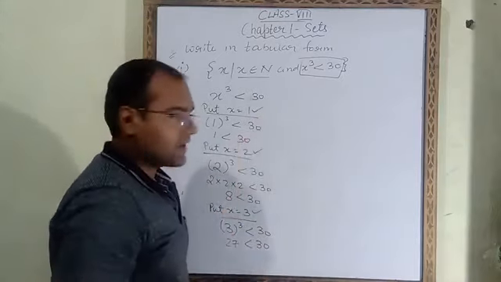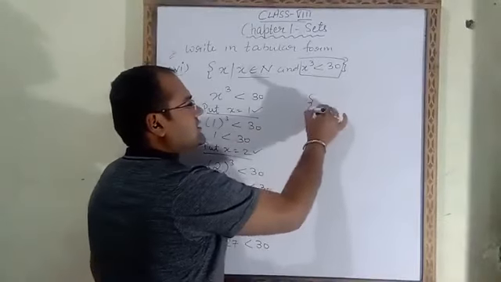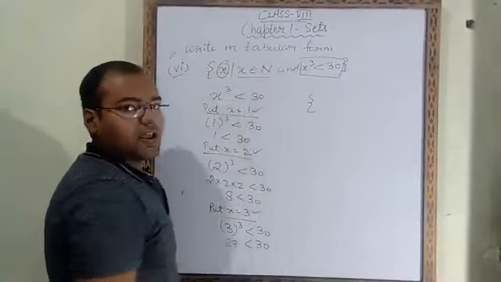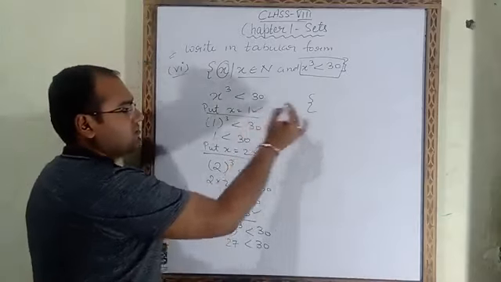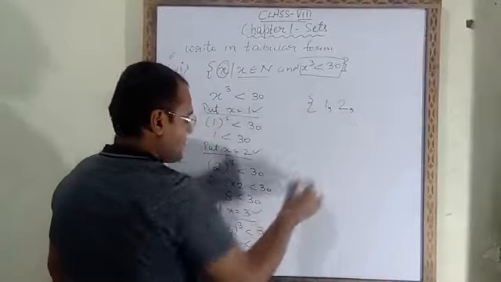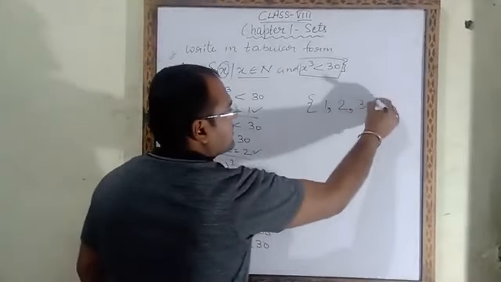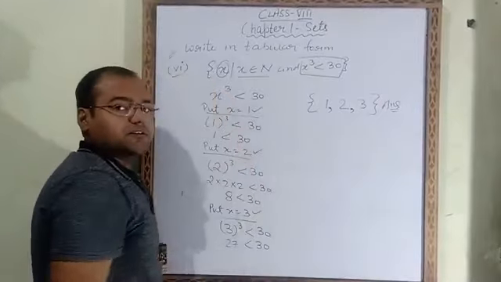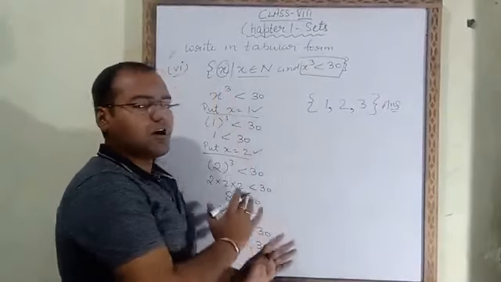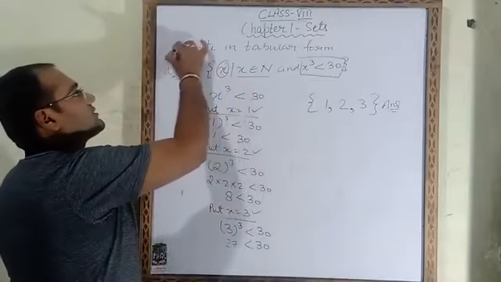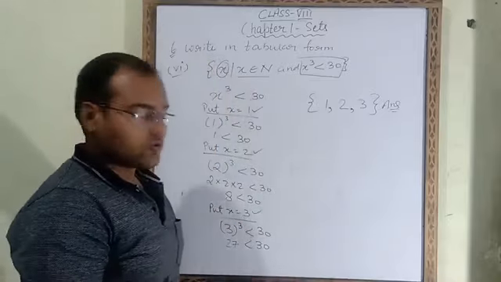Now we have to write the answer. In this set we have to write the values of x. What are the values of x? x value is 1, x value is 2, x value is 3. This is the final solution of this part number 6. So like this you have to do all the remaining parts of question number 6. Now come to question number 7.